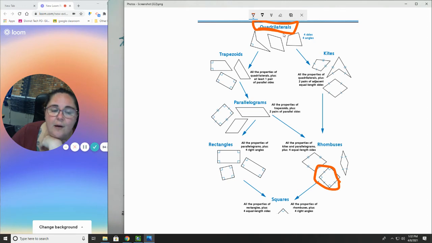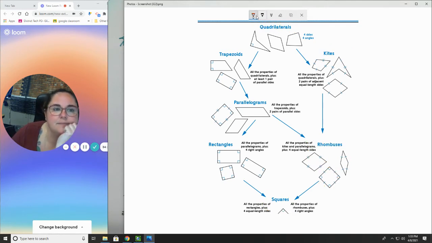Absolutely. Now I'm going to follow the arrow. That's not the way that I went. I went this way, right? So let's see. Oh, it is also a kite. It is also a rhombus. Oh, it also has right angles. So if it has right angles, guess what? It's also a square. Okay? So keep that in mind. Use this chart to help you.